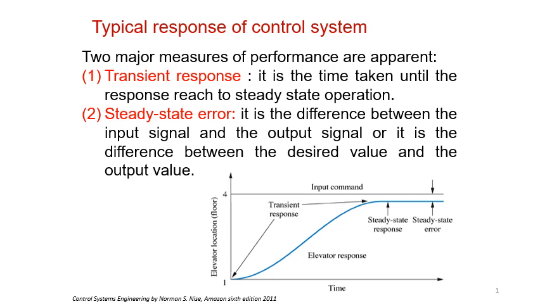Typical response of control system. So we assume in control system, or we are going to consider here, the step response. Step response means at certain time we are going to put at the input a step signal, step input. So if a step input is applied to the system, how is the output going to look like? The output is going to be the blue color here.